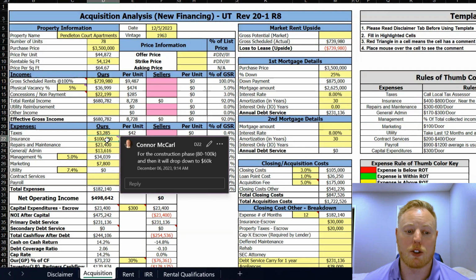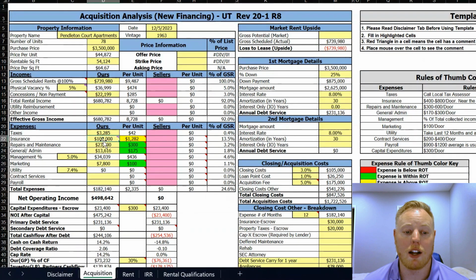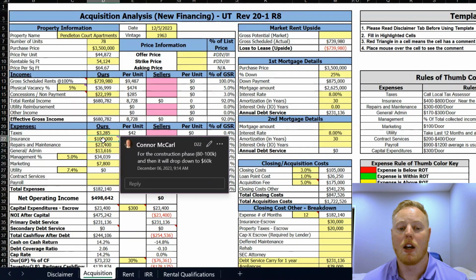Insurance. I got an insurance quote from an insurance broker. This is $100,000 during rehab. It will drop to about $60,000 or $70,000 after rehab and renovations. So we'll save money on insurance. So we want to make sure we're, again, estimating a higher amount of expenses to be really conservative and go from there.